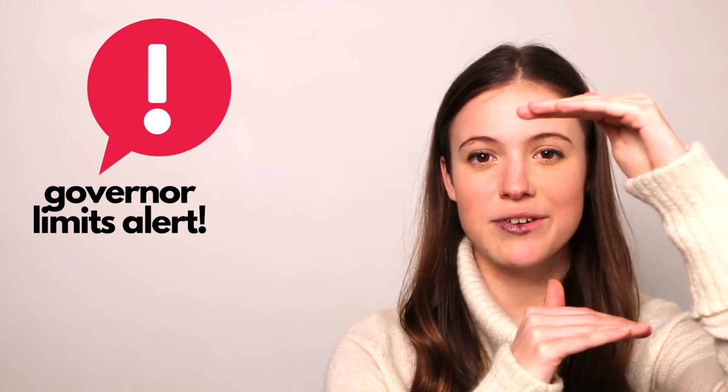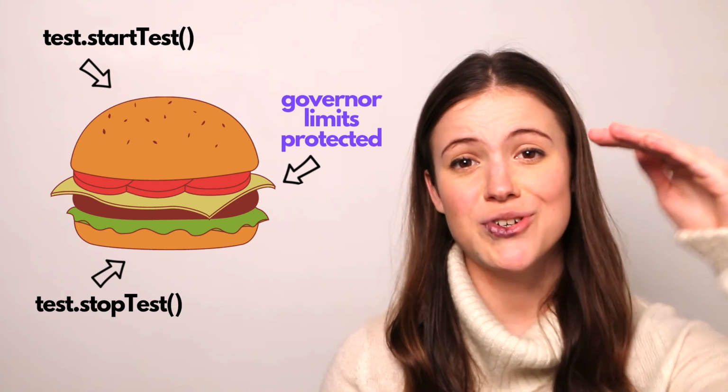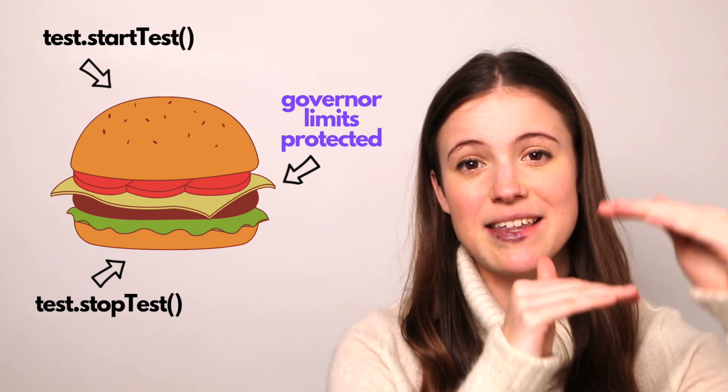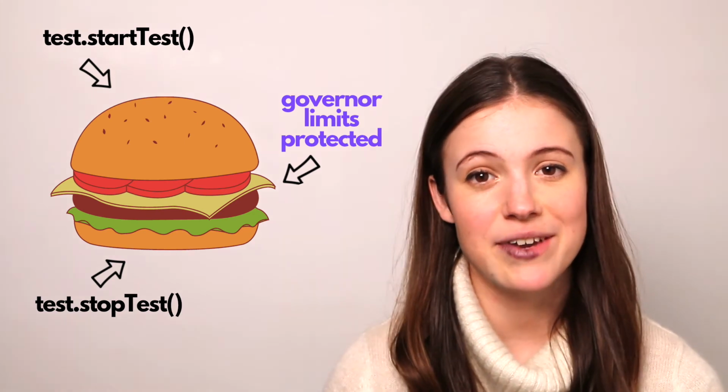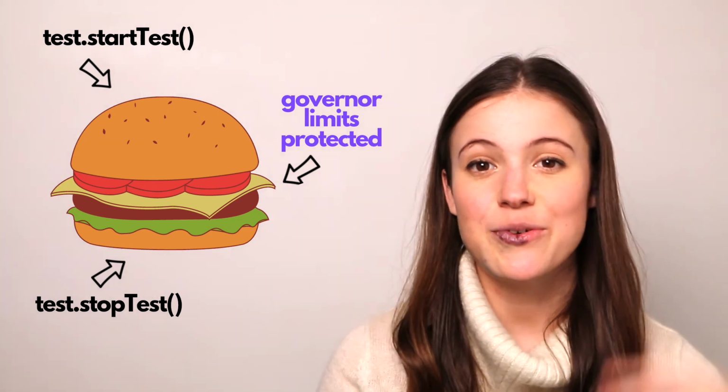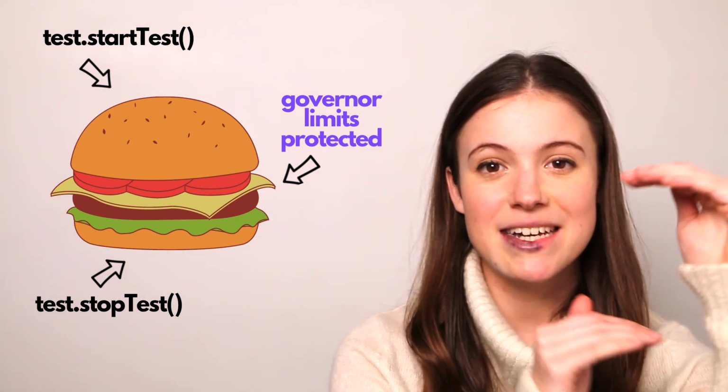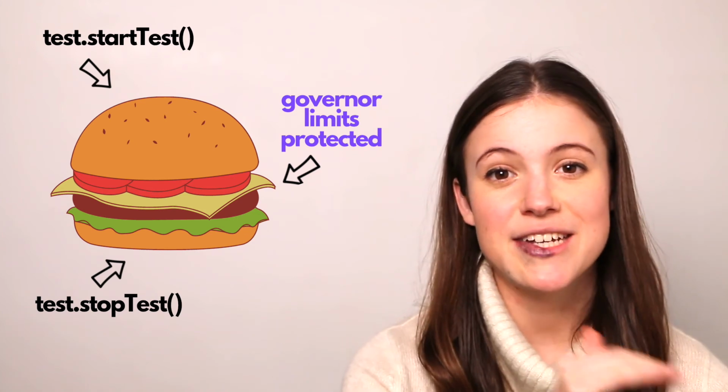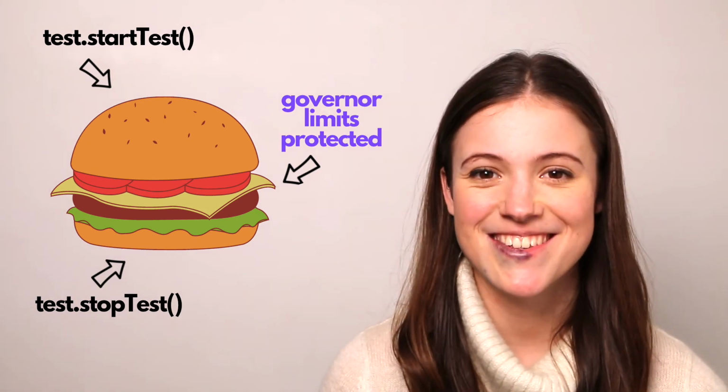Test.startTest and Test.stopTest. These can be the two slices of bread that sandwich together any testing that will count towards your governor limits. All it's doing is resetting you a new set of governor limits for that particular spot. Once you reach Test.stopTest, you're back to your old ones.